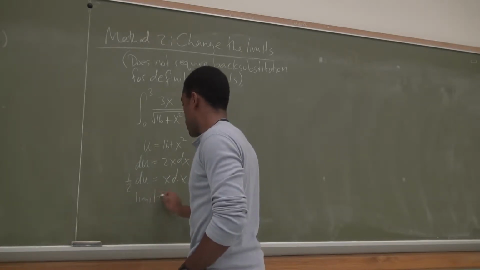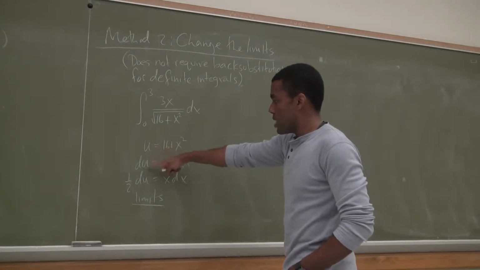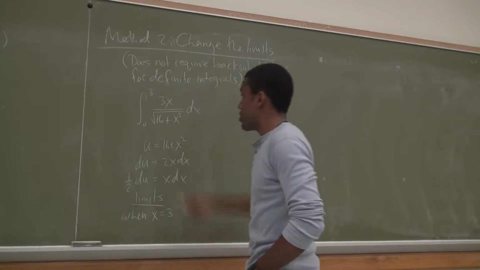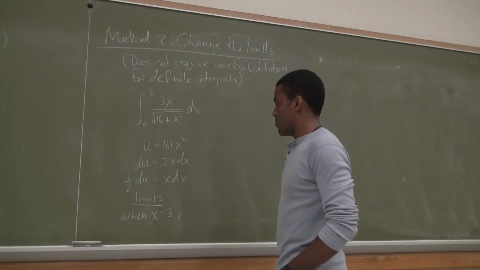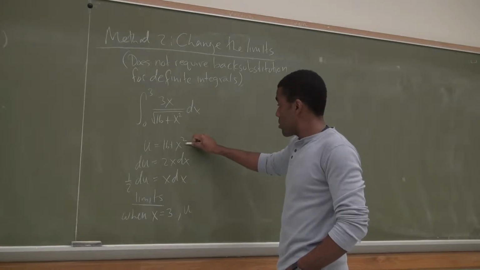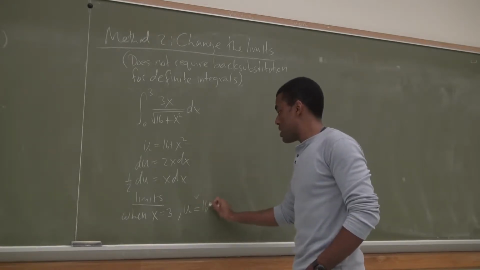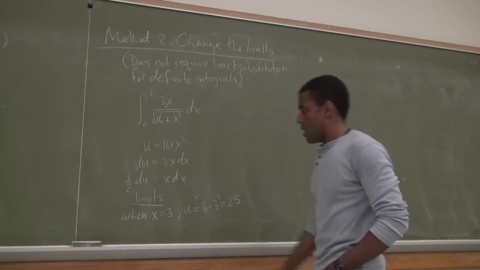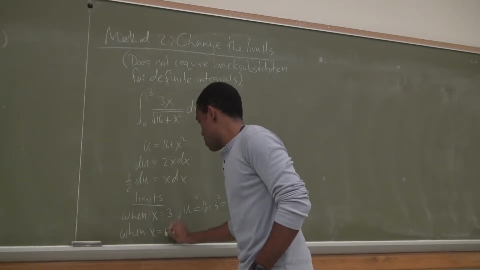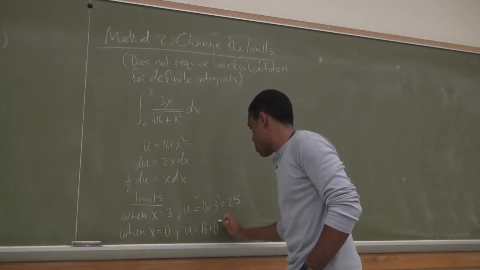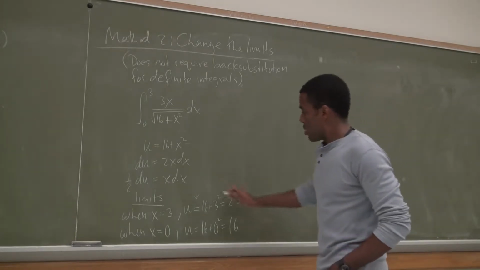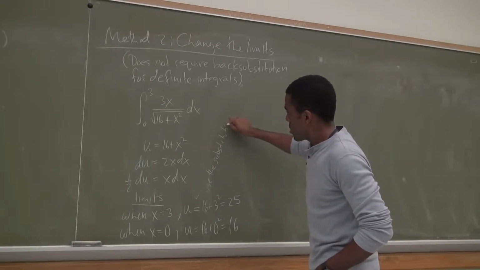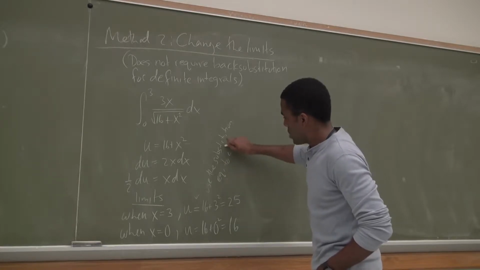And at this point, since you solved for the u and for the du, you can also change the limits, right? When x equals 3, which is the upper limit, what is u equal to? Well, you use the substitution equation. u would be equal to 16 plus 3 squared when x equals 3. So that's just 25. And when x equals 0, your u would just be 16 plus 0 squared, which is just 16. So you use the substitution equation to change the limits.